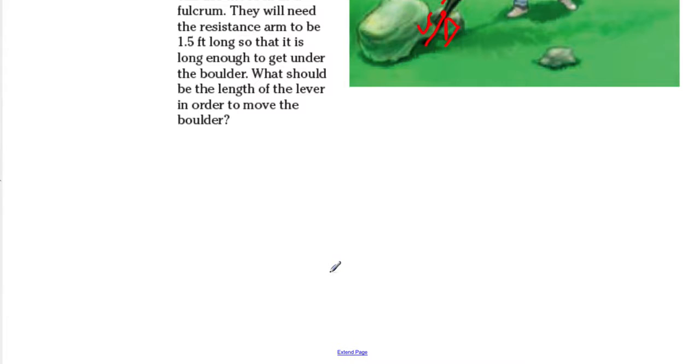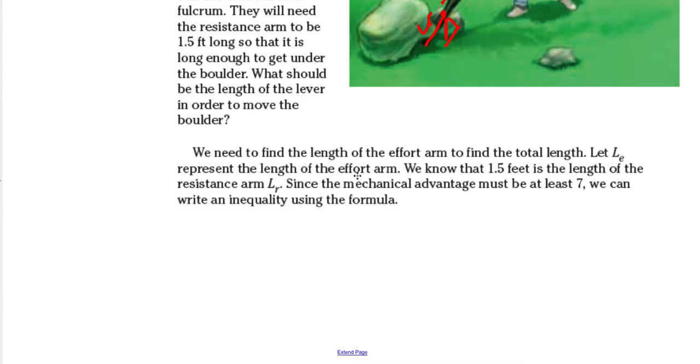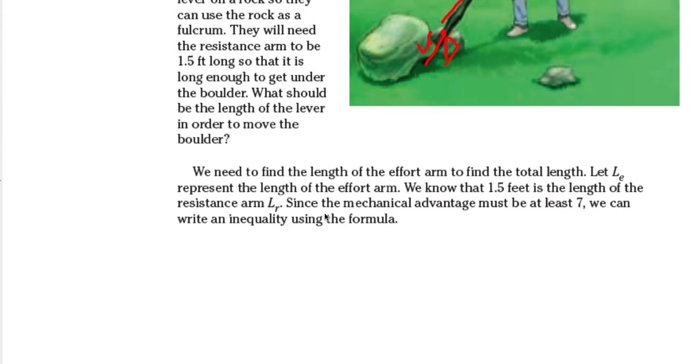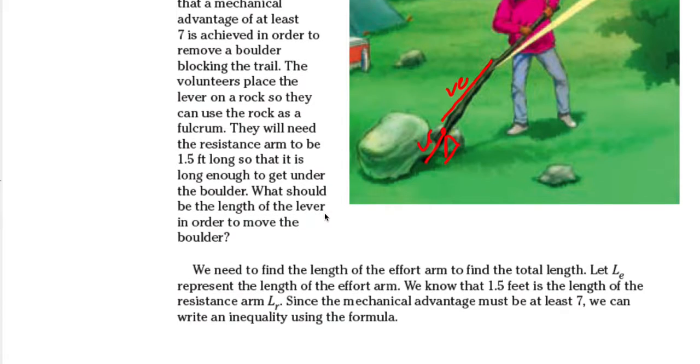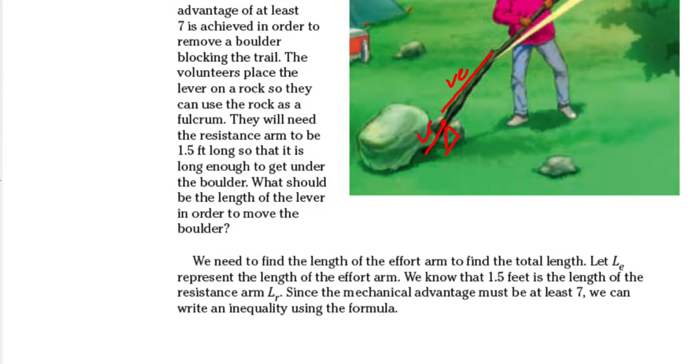Let's analyze this problem. We need to find the length of the effort arm to find the total length. So let LE represent the length of the effort arm. We know that 1.5 feet is the length of the resistance arm. Since the mechanical advantage must be at least 7, we can write an equation using this formula. Let me just label it for you.